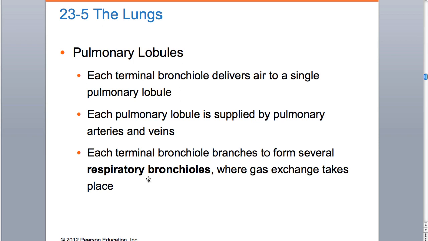This one right here, for all of this on this slide, I'm very concerned only with the last bullet, which I've already stated. So the terminal bronchiole turns into respiratory bronchiole, where gas exchange takes place. We've said it enough times. Next slide.